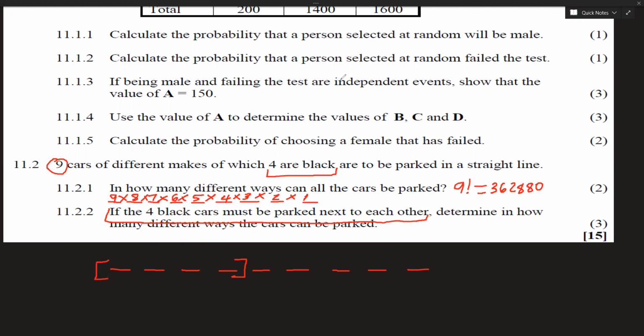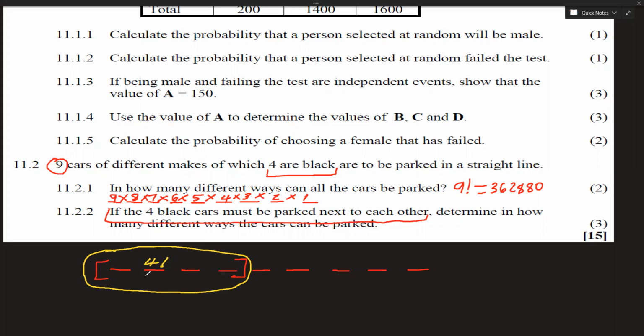Now I want to explain something. Let me use a different color. So ladies and gentlemen, remember this is a group, right? It's going to be moving as one item, this group basically, because they have to be parked next to each other. But inside here, we can always shuffle them. So inside there, because we have 1, 2, 3, 4, it is going to be 4 factorial, right?